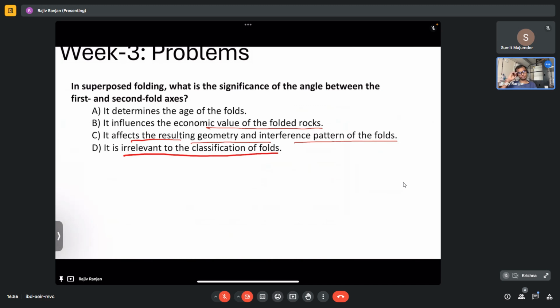What do you think? So it is option D. Oh no, sorry, irrelevant. Sorry. It affects the resulting geometry and interference patterns of the folds. Very correct. Option C.